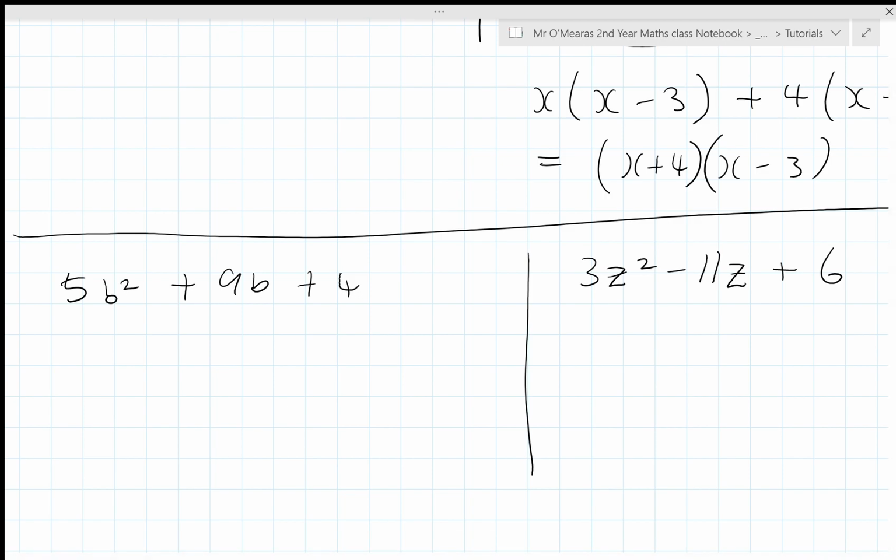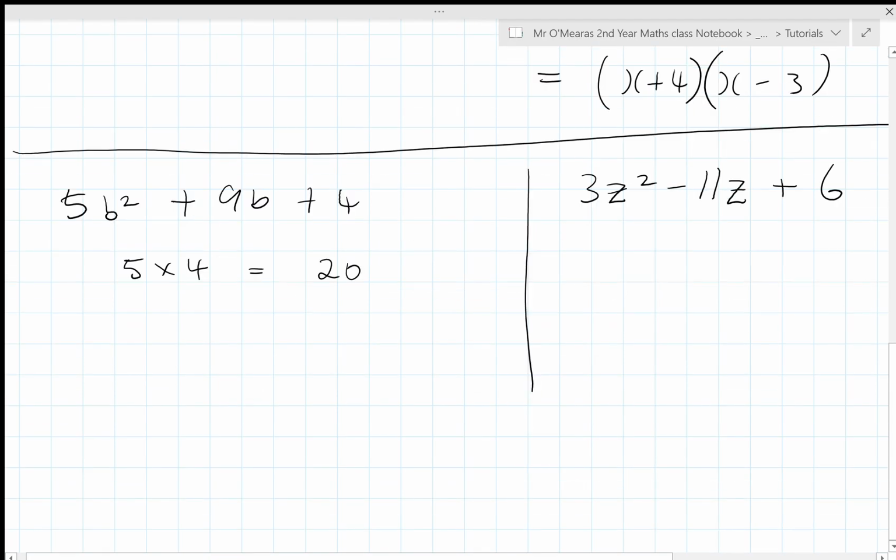Okay, we're here in part 2 of our video about quadratic trinomials and how to factorize them. So we've got two slightly more advanced examples, 5b squared plus 9b plus 4. Like in part 1, you take the coefficient of, in this case, the b squared, and you multiply it by the constant, which is 4. It's important to take note of the signs, if they're positive or negative.